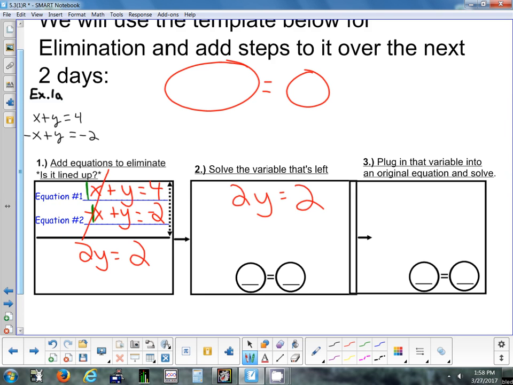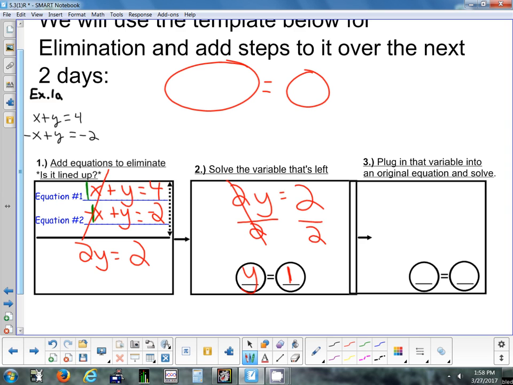Hannah, what do you think I'll do to solve in that middle box? Divide by 2. All right? I'll divide by 2 what's left in the middle. That will cancel out. I'm going to write y in the circle. What am I going to write in the other circle? 1, because 2 divided by 2 is 1.